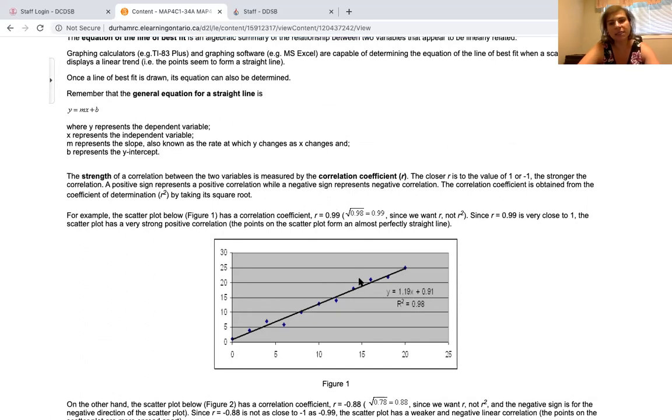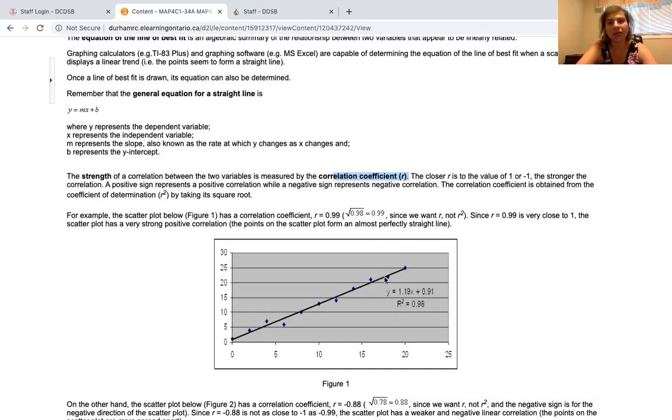So when you use Excel, Excel is going to give you R squared. We call that the coefficient of determination, R squared. But we are looking for R. And to find R, which is the correlation coefficient, you need to take the square root of the R squared in order to find R. And then the closer R is to 1, the better the fit.